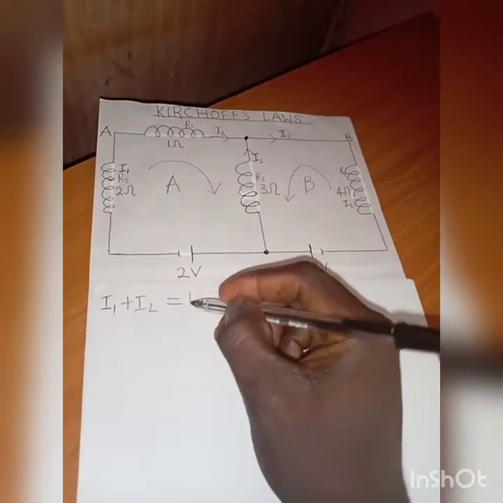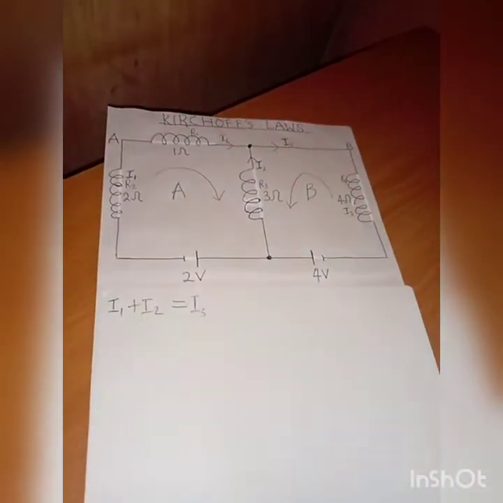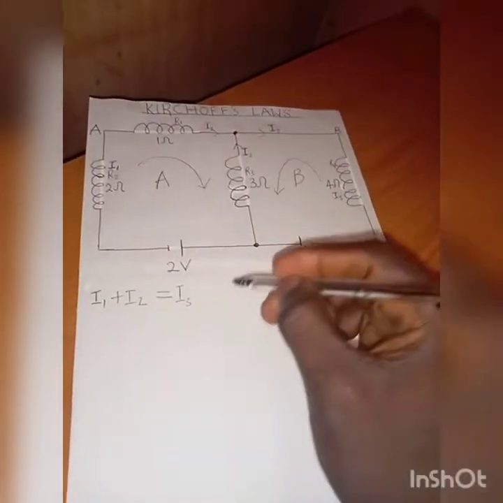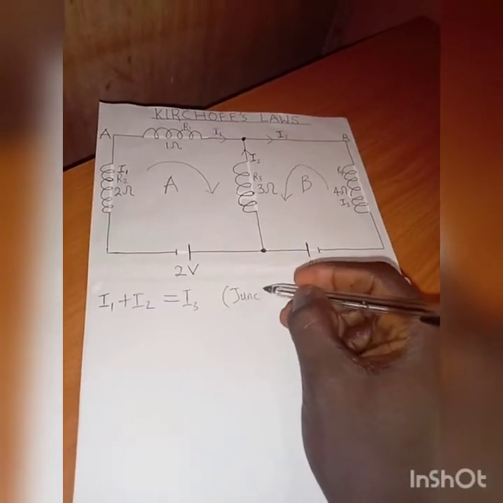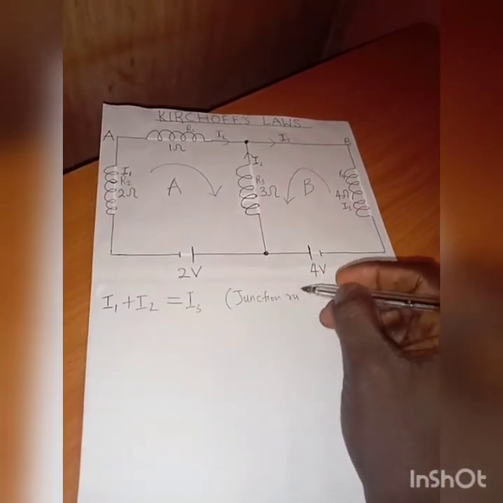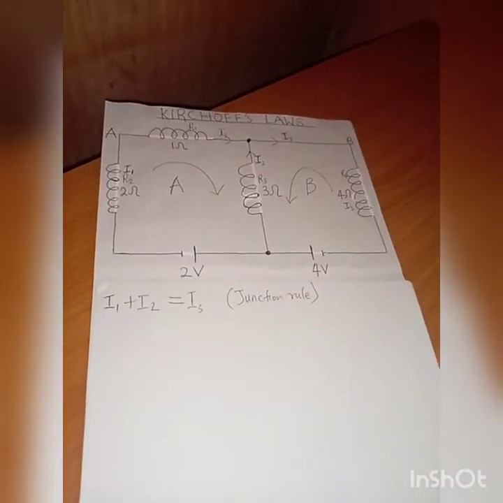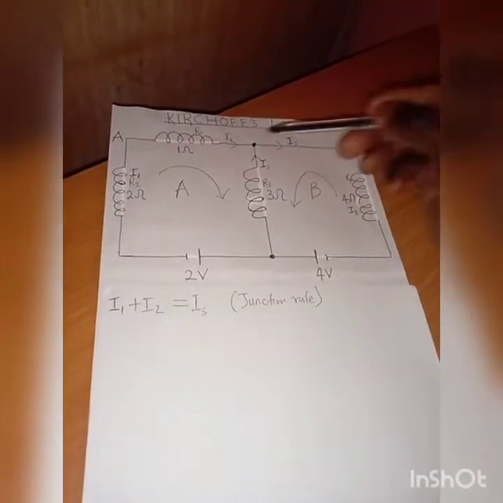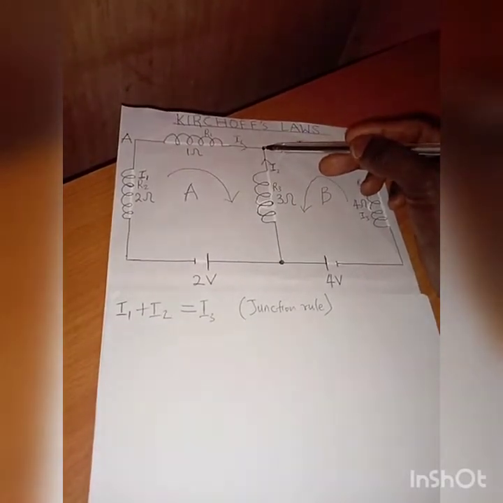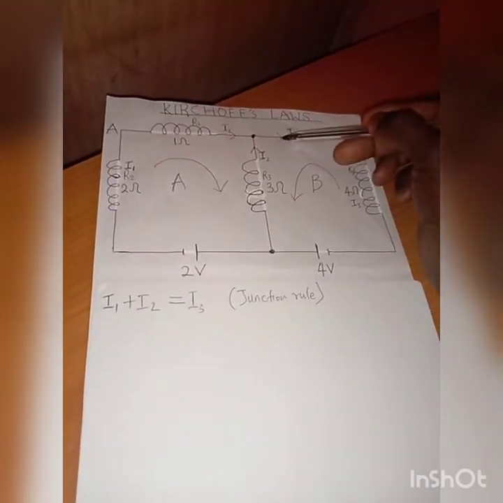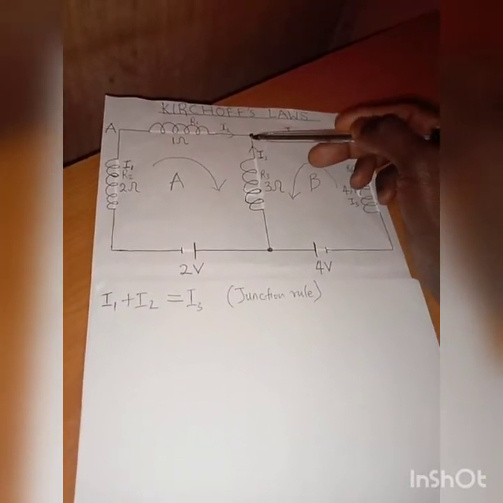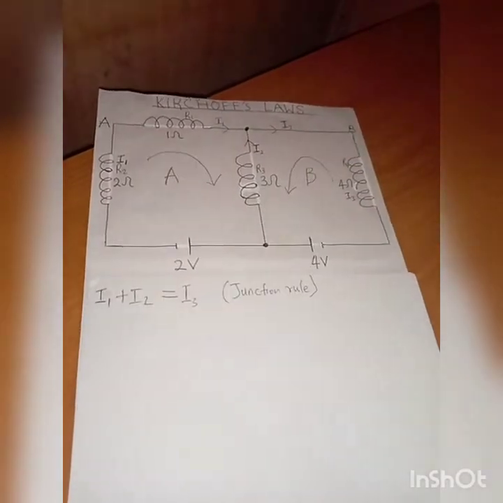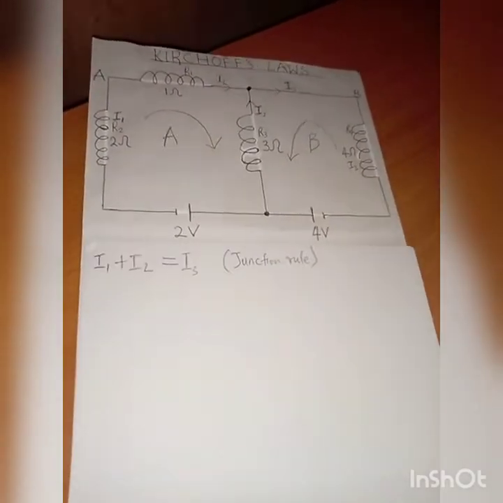So what you now do is you say I1 plus I2 equals I3. This rule is the first rule. We'll call it junction rule. Okay? This rule says that these two currents moving into this junction is equal to this current that is moving away. I1 and I2 are moving into the junction, whereas I3 is moving away.